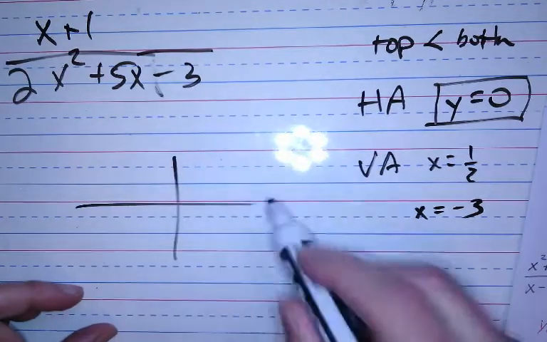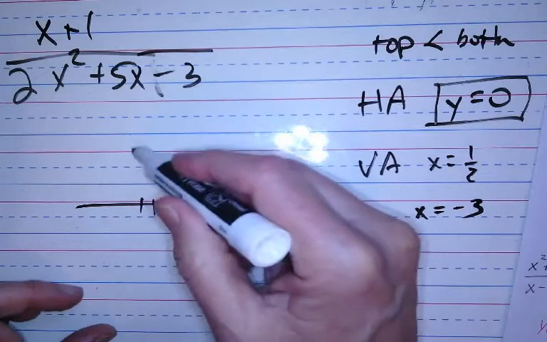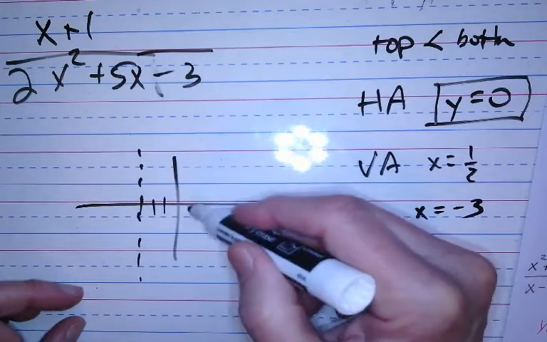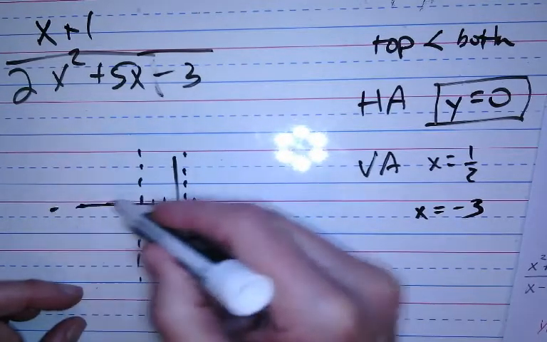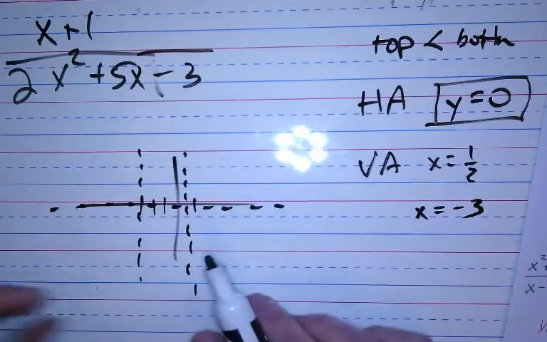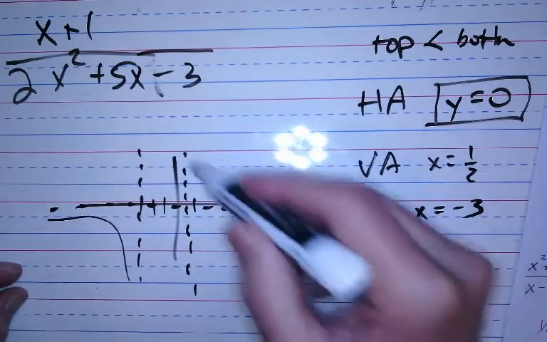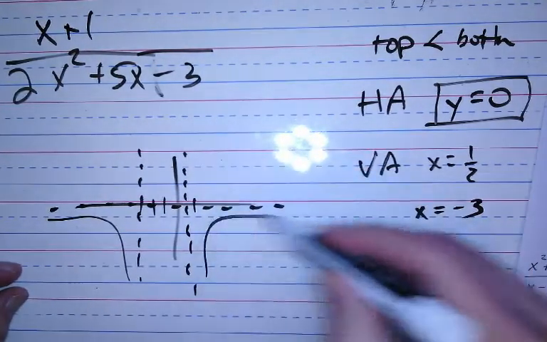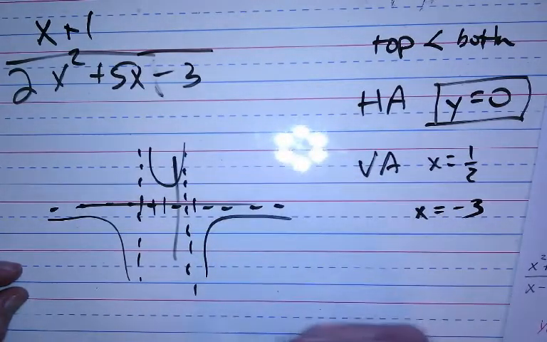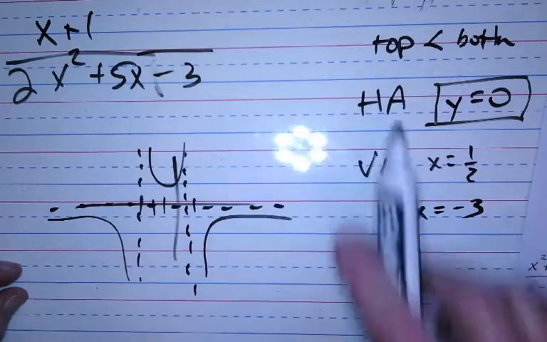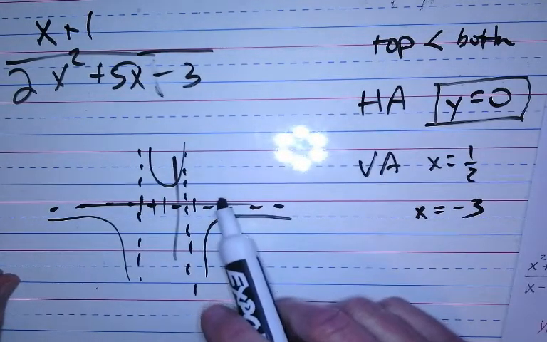So I know what this graph looks like. Negative 3, 1/2, horizontal asymptote right down the middle, right? So I'm going to have a graph over here, a graph over here, and then a graph here somewhere in the middle, right? All I have to know is where the horizontal and vertical asymptotes are, and I know more or less what the graph's going to look like, right?